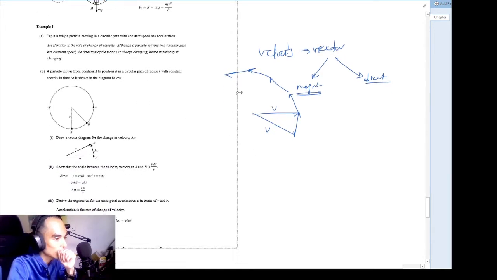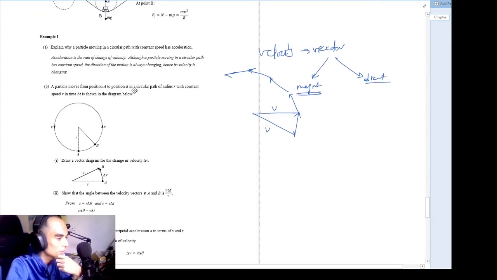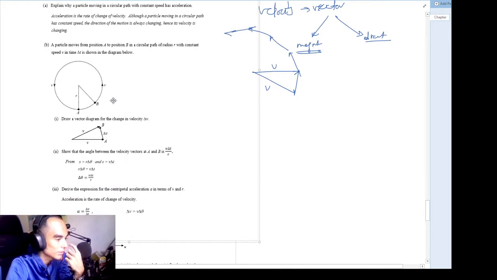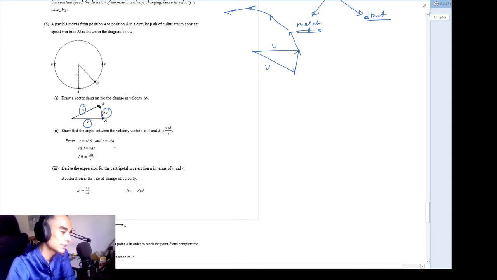A particle moves from position A to position B in a circular path of radius r with constant speed v in time t, as shown in the diagram below. Draw a diagram to show the change of velocity. There you have VB, you have a V here, and the change of V. Show that the angle between the velocity at A and B is v change of t over r. From s equals r theta and s equals v change of t, so theta equals vt over r.